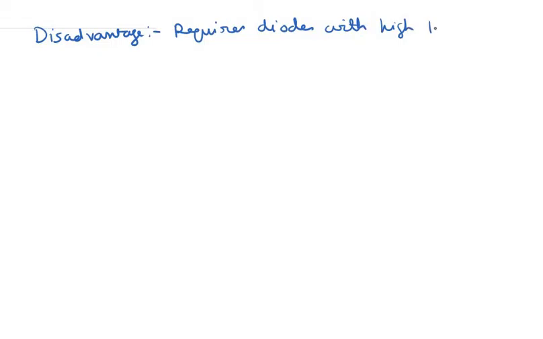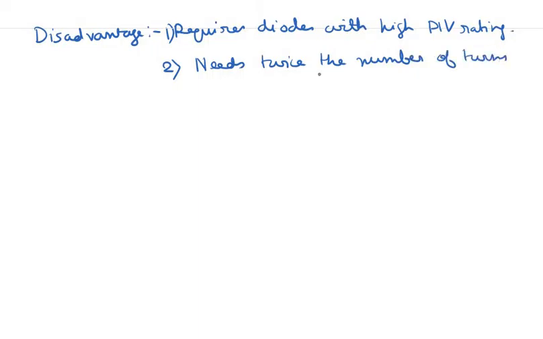So let me document it here. Disadvantage: requires diodes with higher PIV rating. So this is point number 1, and point number 2 is needs twice the number of turns or windings in the secondary coil.